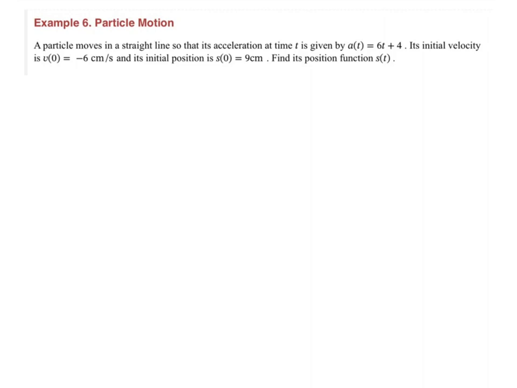Sound good? All right, so we have a particle that moves in a straight line so that its acceleration at time t is given by this function a of t, okay? A lot of times you'll get the function for acceleration. Sometimes you just have to know that it's accelerating at 32 feet per second, which is where that was in the example. It says its initial velocity is v naught equals negative 6 centimeters per second, and its initial position is s of 0 is 9 centimeters. Find its position function, s of t.